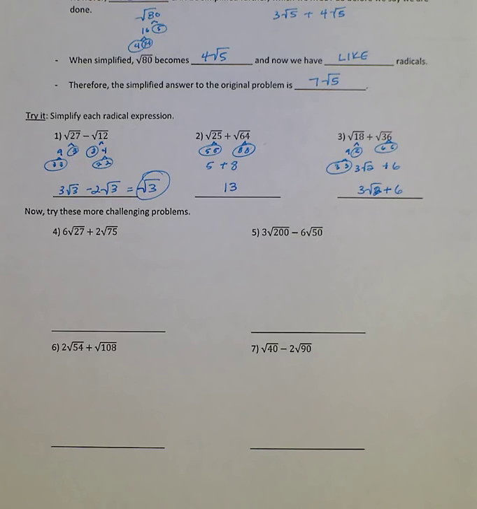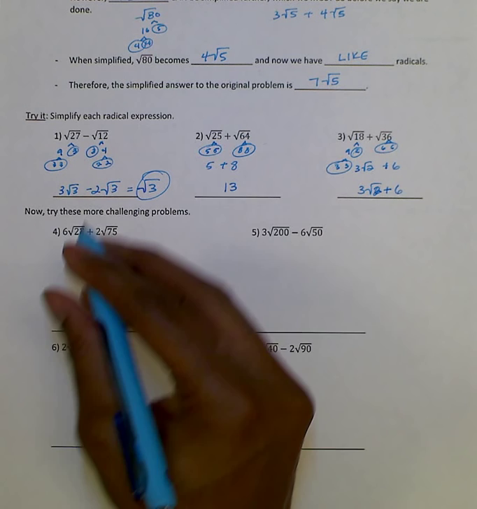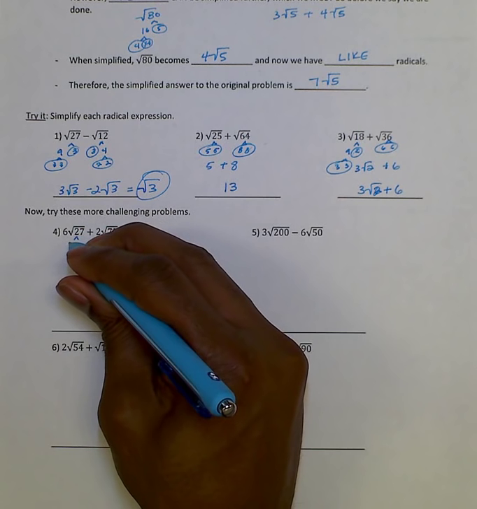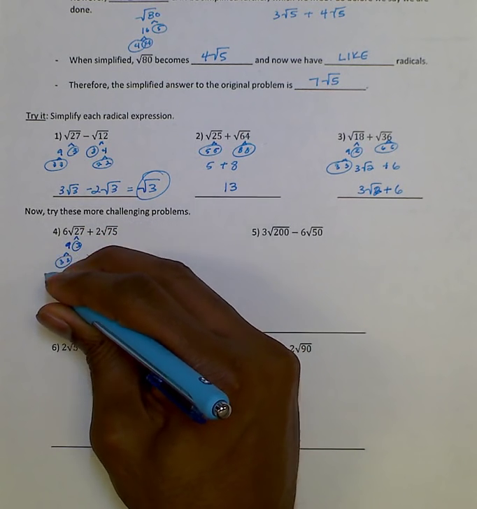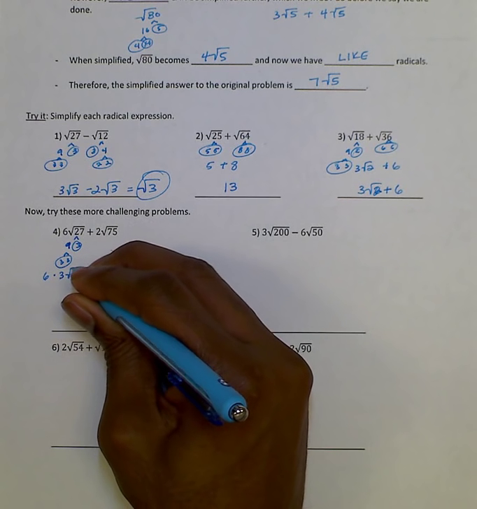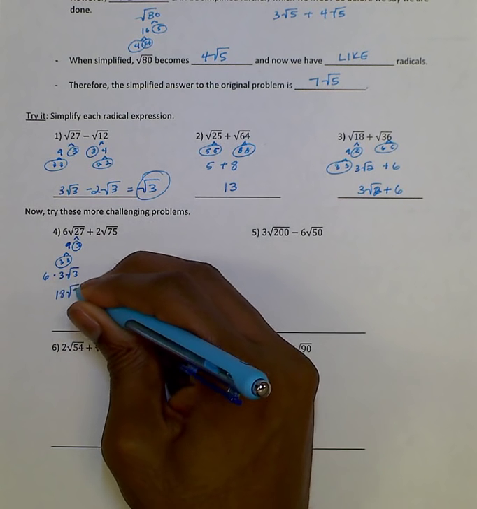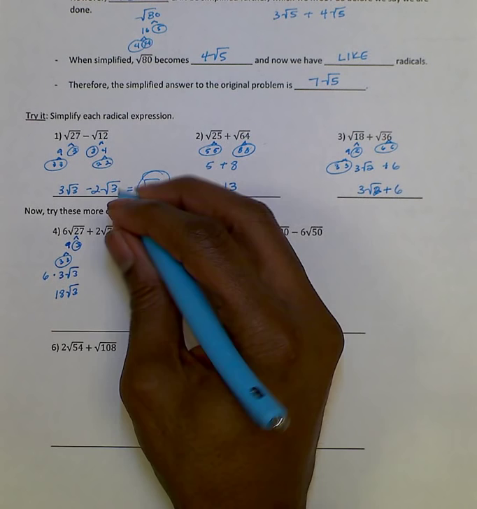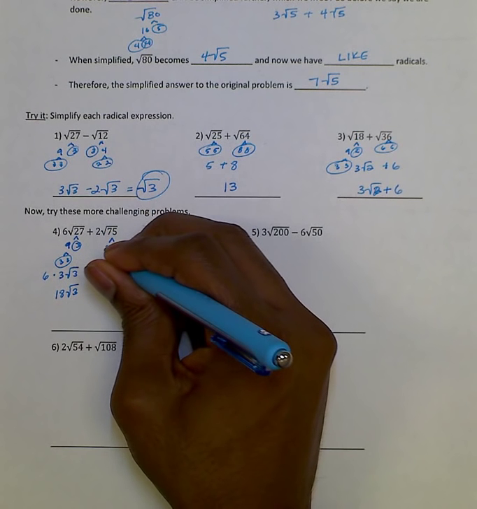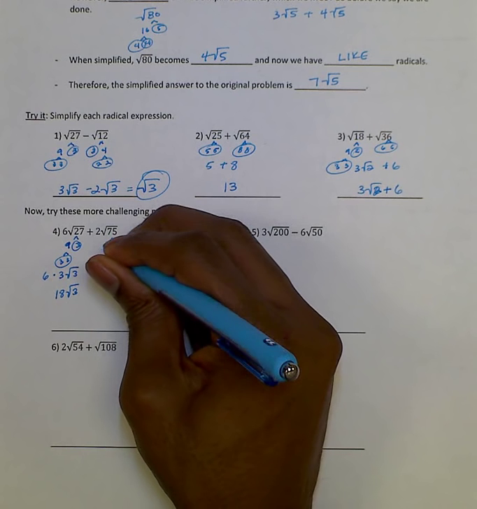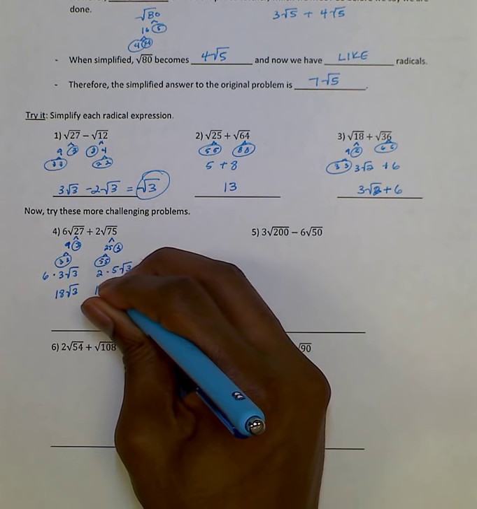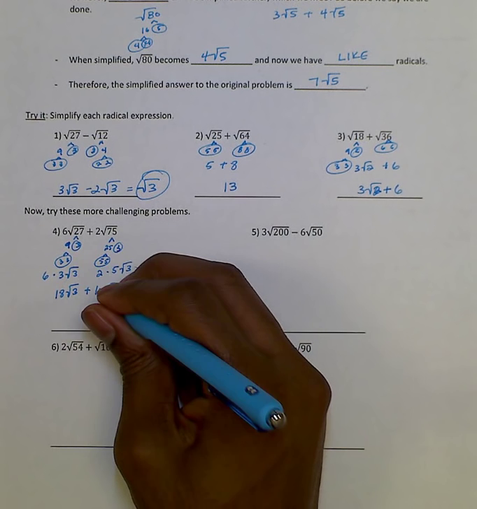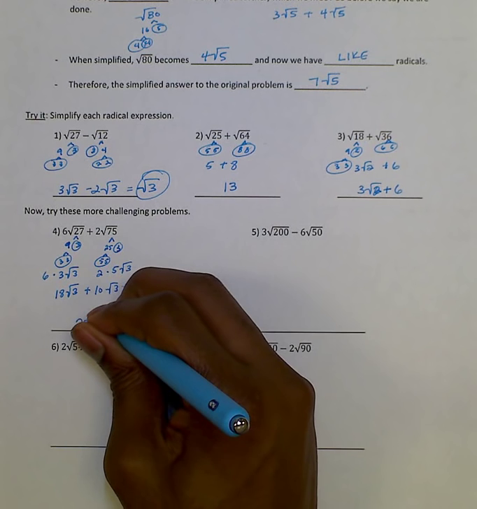I'll do 2. I'll leave 2 for you to do. Number 1, I have 6 radical 27. Okay, so now we're simplifying, and 9 times 3, 3 and 3, and so I have 6 times 3 radical 3, which gives me 18 radical 3 for our first term. 2 radical 75, that's 25 and 3, which will be 5 and 3, so I have 2 times 5 radical 3, which gives me 10 radical 3. Okay, we're adding these together, 18 plus 10, 28 radical 3.